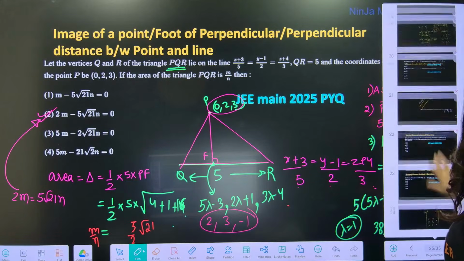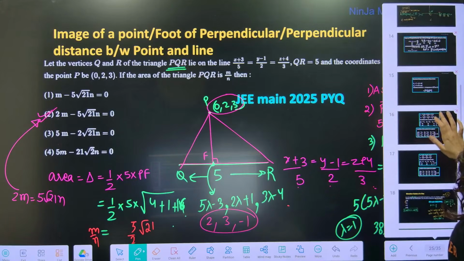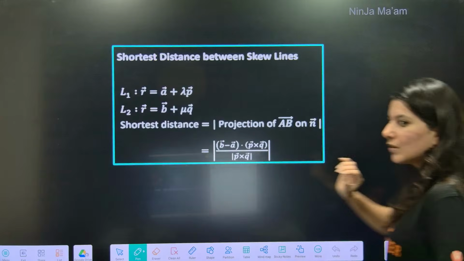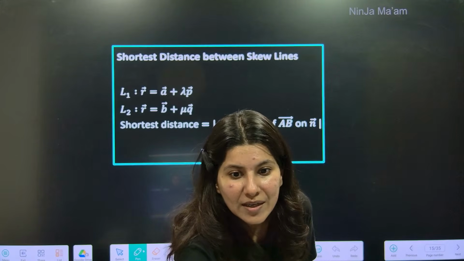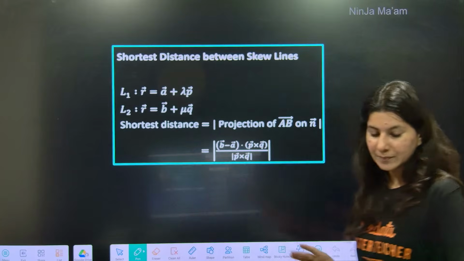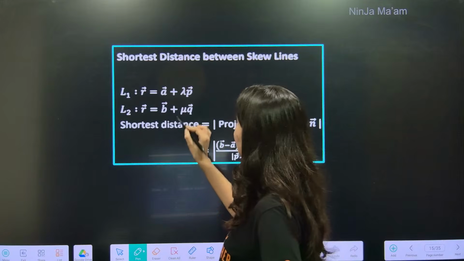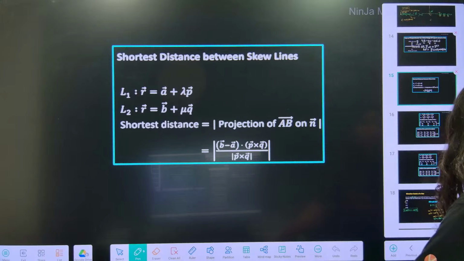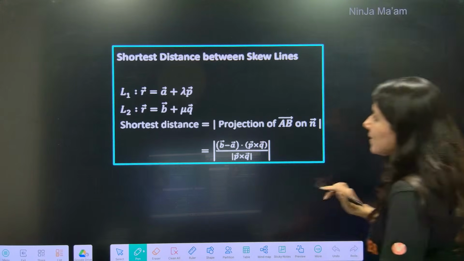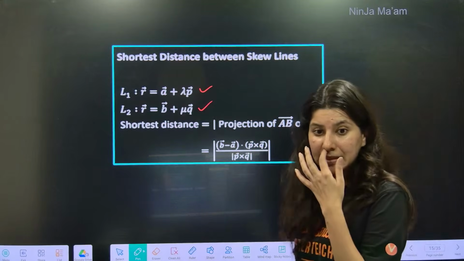Now the next topic I would like to tell you is nothing but shortest distance between two lines. A short question will be there from this topic. Short question. Okay, so suppose two lines are given to you, line 1 and line 2. Shortest distance will be what?